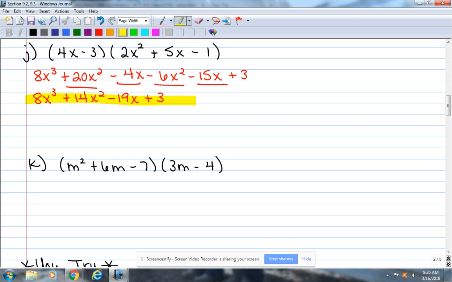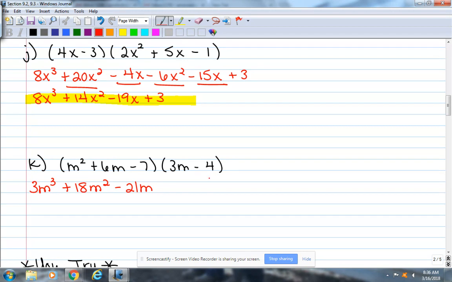But I'm just going to do it because you're going to multiply the same way. So I'm going to start with 3m, and then multiply it times all three terms in the trinomial. So what's 3m times m squared? 3m to the third. What's 3m times 6m? 18m squared. And what's 3m times negative 7? Negative 21m.